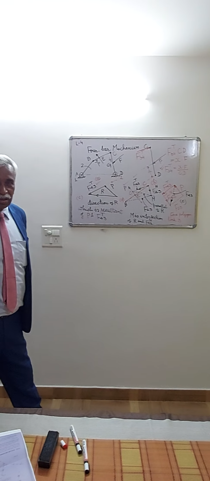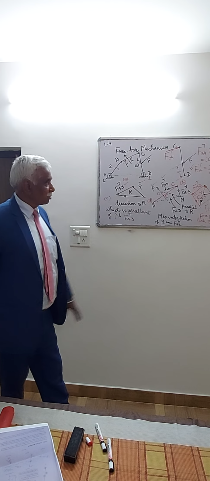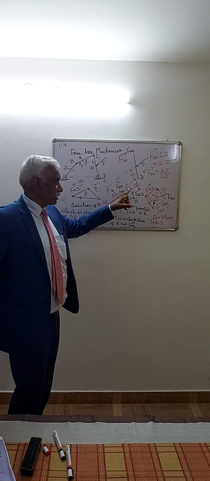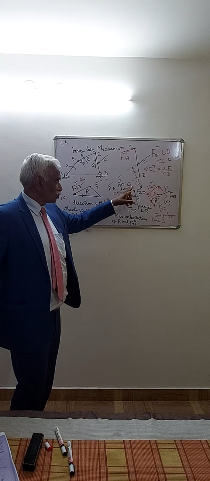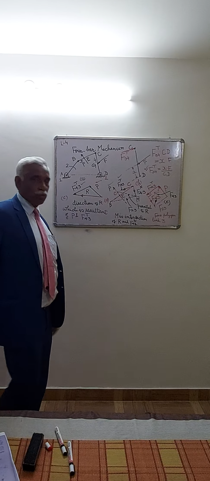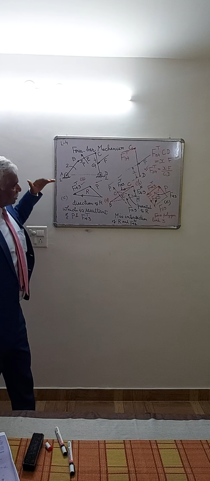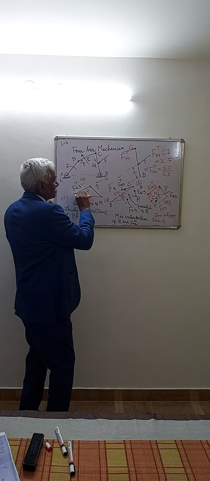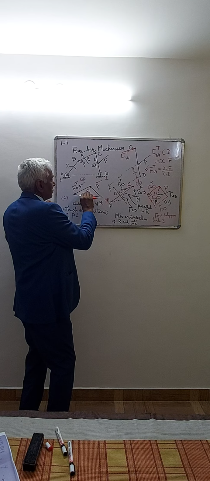O is the point of intersection of the line of action of the force P, which is passing through E, and the force F43T, the line of action of which is passing through point C like this. Both intersect at point O. Now, this is the direction of the resultant acting on link number 3.